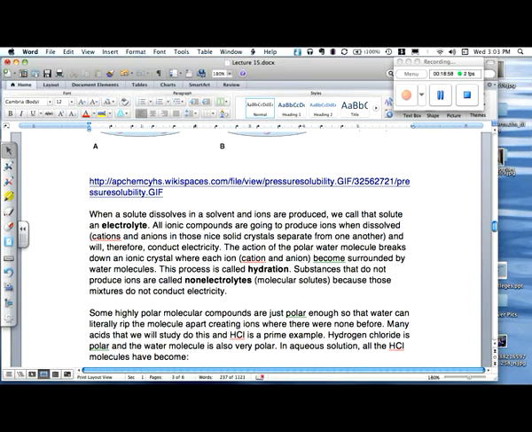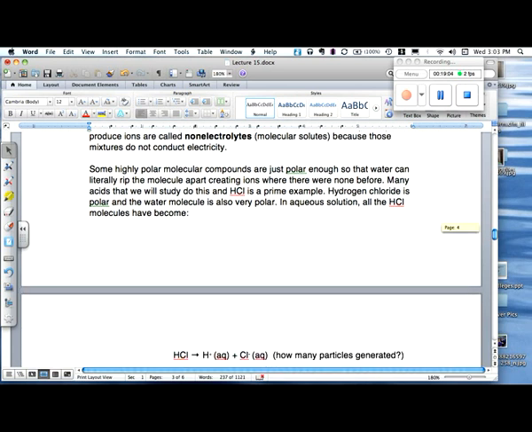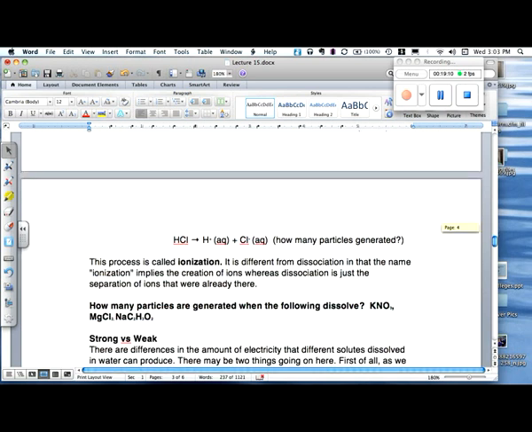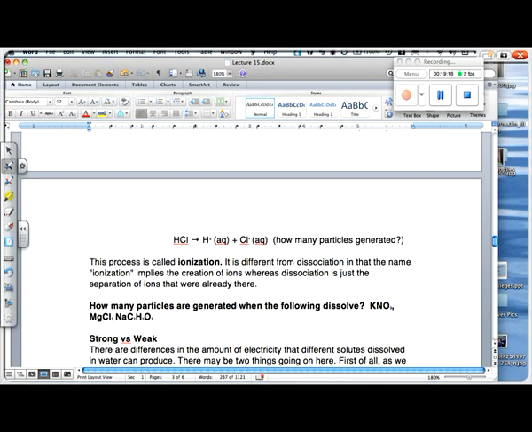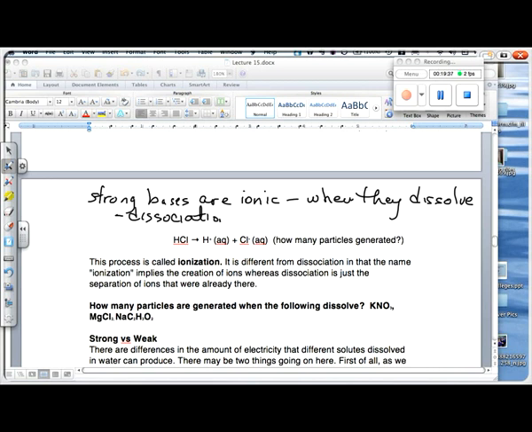So now we've talked about the difference between non-electrolytes and electrolytes. And now we're going to make a distinction between how many charged particles you get. All right, so let's talk about these strong acids and strong bases. Well, strong bases are ionic compounds to begin with. So when they dissolve, it's like putting salt in water. You produce ions, and this is called dissociation. And they are definitely strong electrolytes.